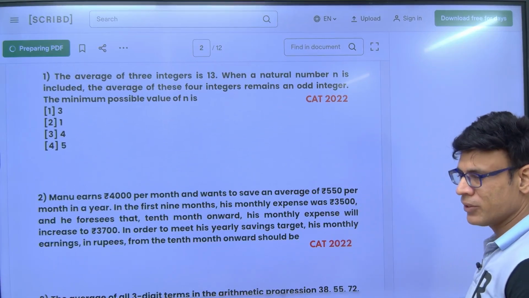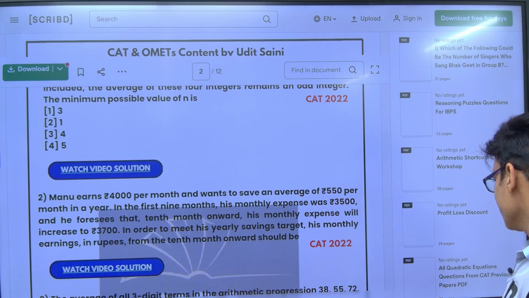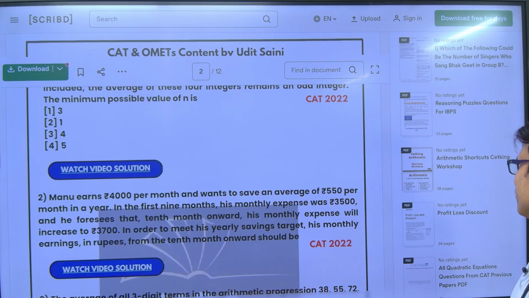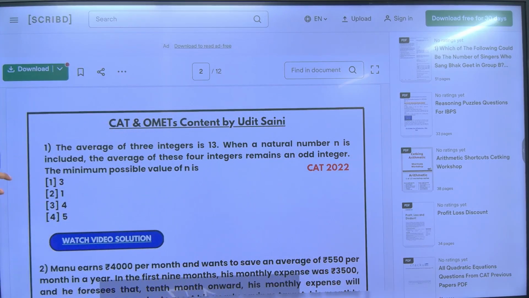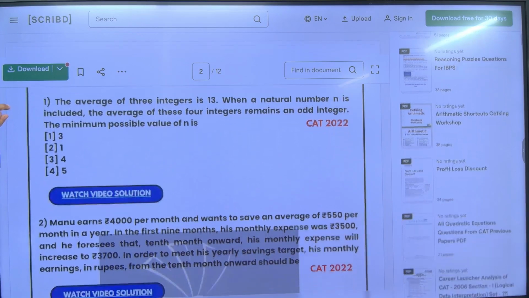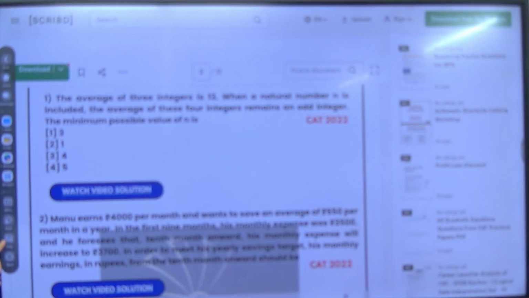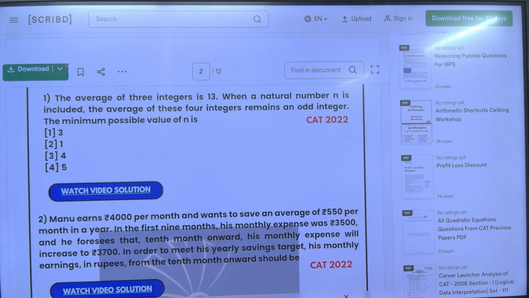Right? Let's take these questions one by one. Let's take an easy question first. Suddenly doubt difficult वाला नहीं लेता हूँ मैं, ठीक है. First question itself is: the average of three integers is 13. And when a natural number n is included, the average of these four integers remains an odd integer. Integers can be positive and negative both. The average of three integers is 13, which is an odd number, right?